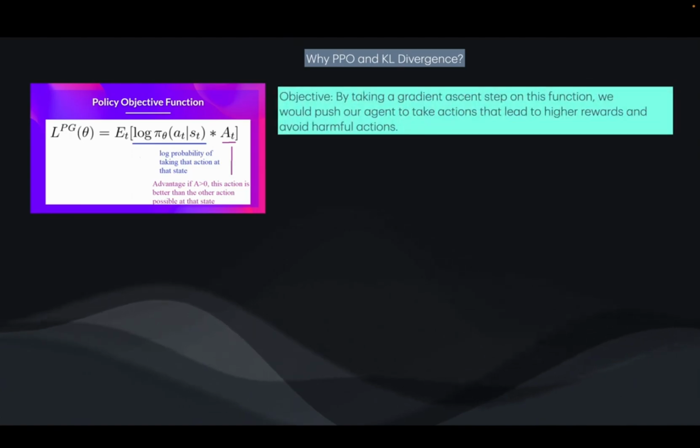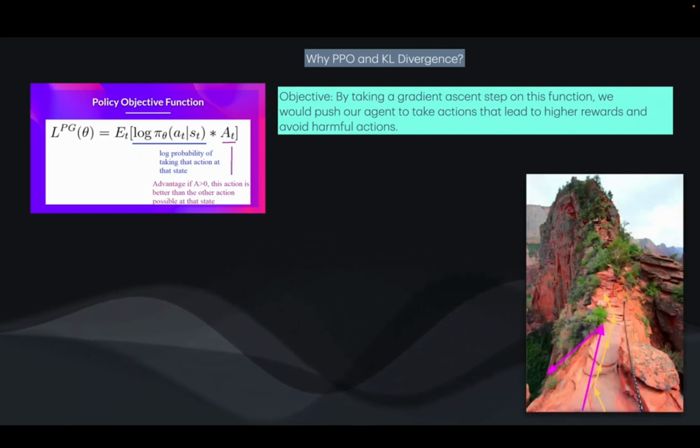But the main objective is that by taking a gradient ascent step on this function, we would push our agent to take actions which will result in higher rewards, and which will also avoid harmful actions, right? So now let's talk about the problems associated with this simple objective function.